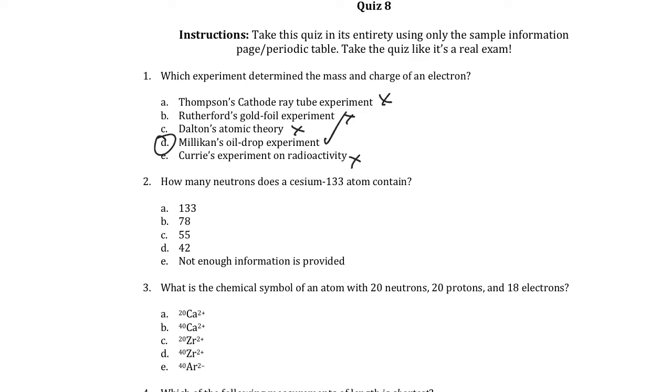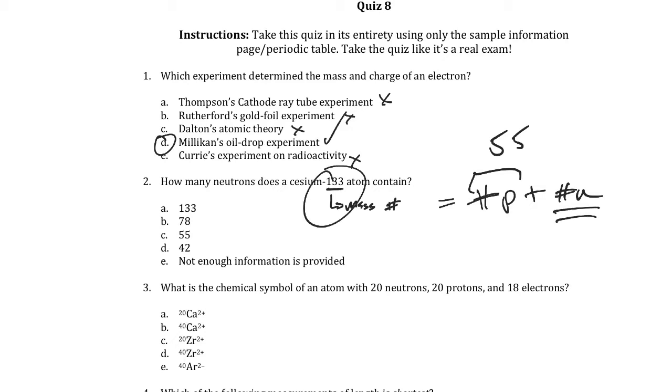How many neutrons does a cesium-133 atom contain? Well, this is the mass number for that nucleus. So the mass number is the sum of the protons and the neutrons. We get the protons from the periodic table. For cesium, that's 55. Remember, just have a periodic table open so that you can check that cesium is element number 55. So 55 protons, we have to subtract that from 133 to get the neutron count. And so that looks like it would be 78.